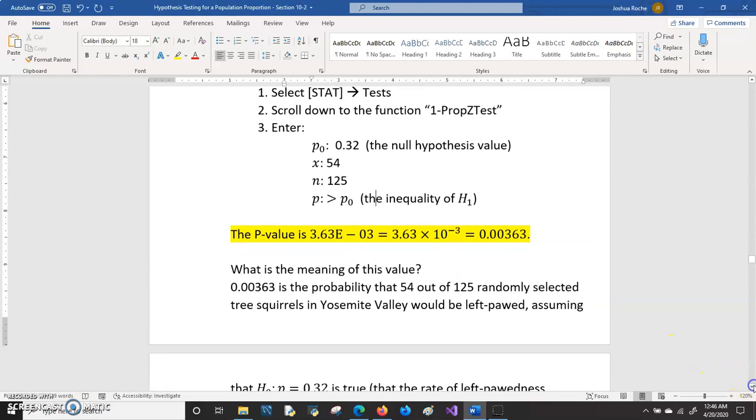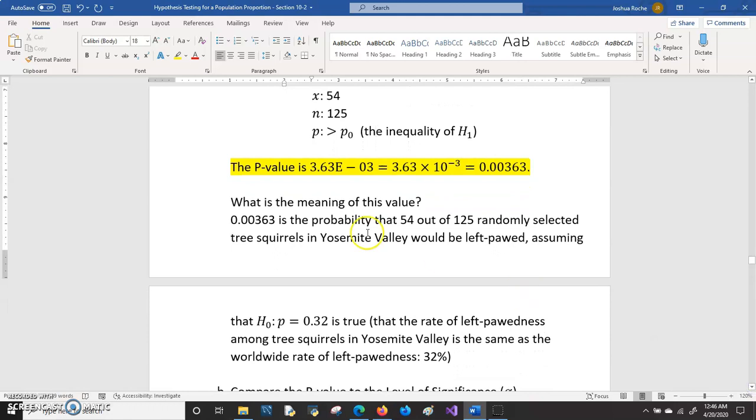So what's the meaning of this p-value? The definition of a p-value, in other words, the definition of this number here, is that 0.00363 is the probability that 54 out of 125 randomly selected tree squirrels in Yosemite Valley would be left podded, assuming that the null hypothesis, that p equals 0.32, is true. In other words, assuming that the rate of left podness among tree squirrels in Yosemite Valley is the same as the worldwide rate of left podness, which is 32%.